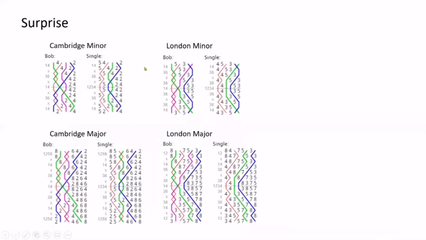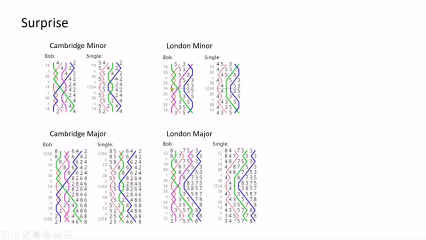I want to compare the calls in Cambridge minor with the calls in London minor, generally considered to be a much more difficult surprise minor method with wrong hunting around the lead end. First glance, these bobs and singles look very different between the Cambridge and the London. Very different shape to the lines. However, let's focus just at what is happening when the treble is leading.